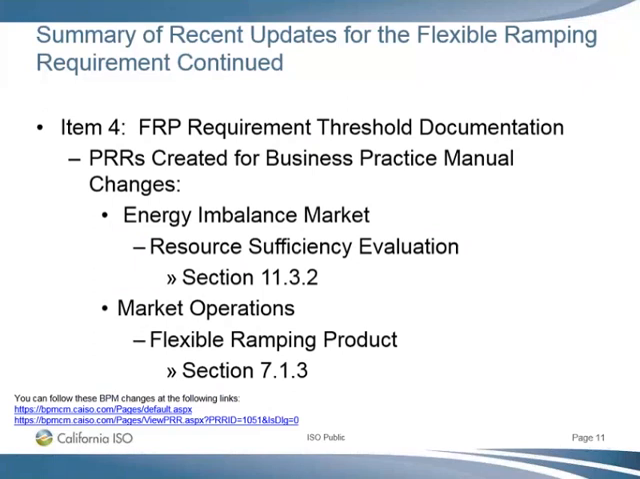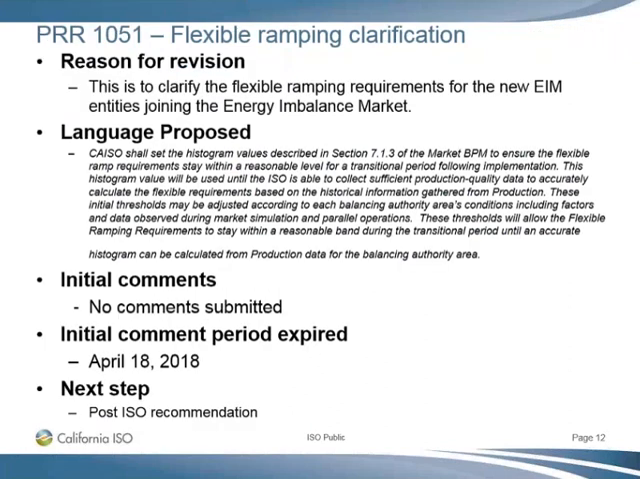And lastly, thresholds, and we have FRP requirement threshold documentation that went into 2 different business practice manuals. You had an update, 1051 and 1053 in the PRRs. One went into the energy imbalance market to go into details of how we calculate those thresholds, and thresholds can also be known as a kind of a cap that exists within the requirements as those resources are onboarding. And then the next one that went in was in the market operations section to talk in further detail about how we calculate those thresholds or caps throughout the entities in the area.